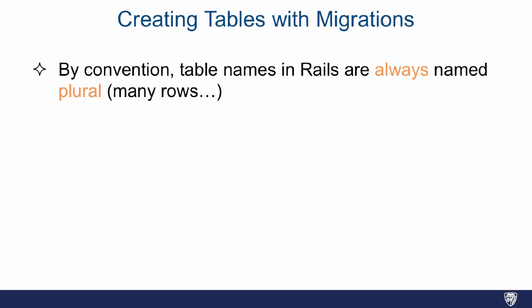By convention, table names in Rails are always going to be named plural. So even though the resource, the entity that we are creating a migration and a table in the database for is car, which is singular, it's going to be called cars because just think of it as many rows, many cars. Your database table is going to have many of something, so it's going to be named plural.